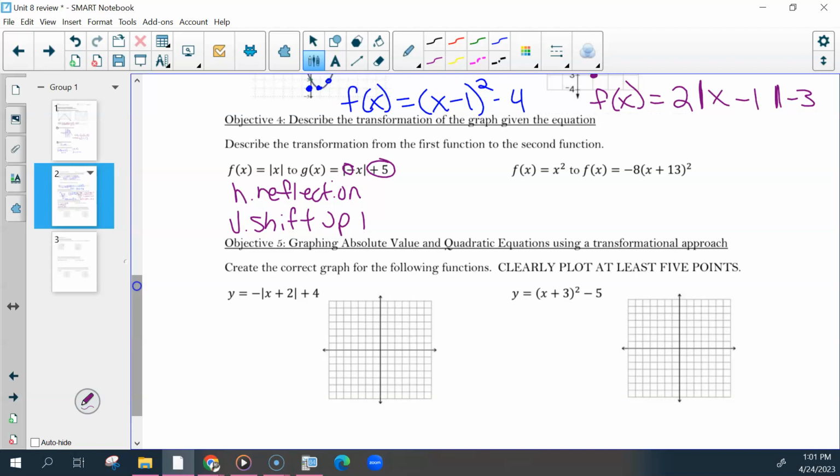For the second one, same thing. Look at everything that's changed. Keep the negative and the 8 as two separate things because they're two separate transformations. What would the negative do? Flip it or reflect. Reflect what type? Vertical. Because this one's on the outside. What would the 8 do? Stretch.